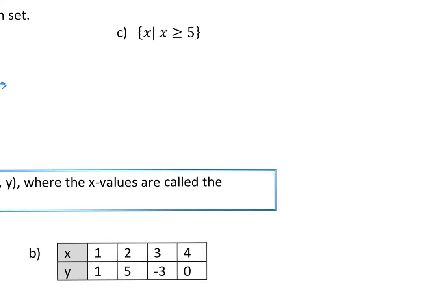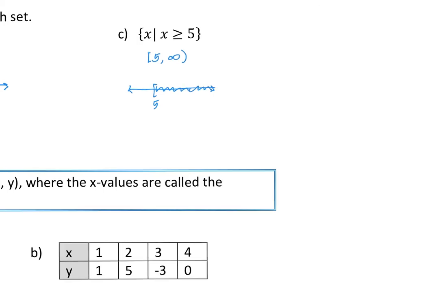Okay, so x greater than or equal to 5. Since it can be equal to 5, it's going to be a bracket, 5, comma, everything bigger would give me positive infinity, and my graph would be the only number I see is 5. So it's going to be bracket, 5, and everything else.